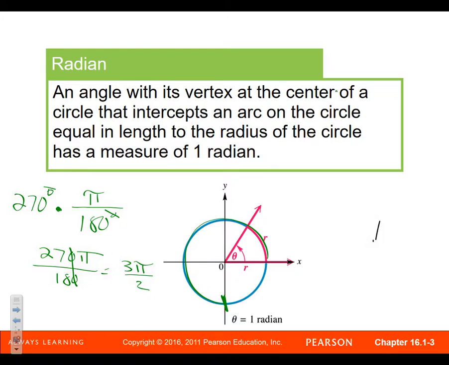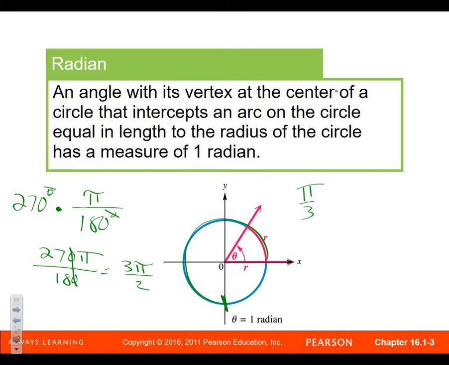Now, you can also go the other direction, right? Say I traveled pi thirds radians. Don't let that confuse you. What's pi? 3.14. What's 3.14 divided by 3? About 1. So I've traveled about 1 unit.